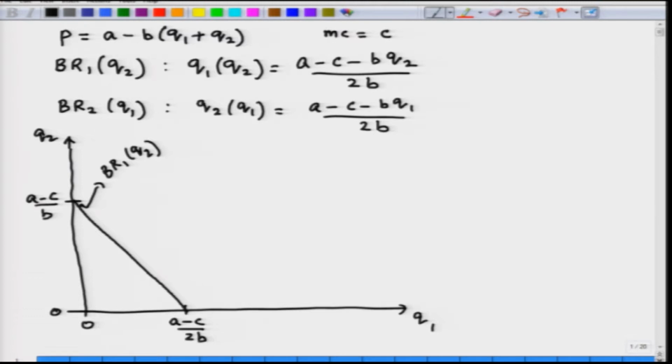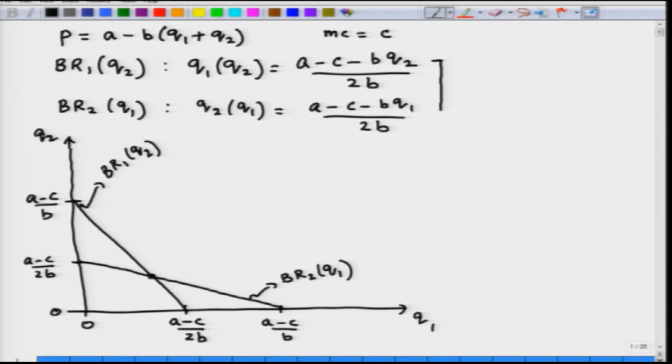Similarly, if we were to draw the best response function for firm 2, when Q1 is equal to 0, firm 2 essentially is a monopolist and produces the monopoly output (A minus C) by 2B, and when firm 1 produces the competitive level of output, which is (A minus C) by B, then firm 2 decides not to produce at all. So, this is the best response function for firm 2, and we said that the Nash equilibrium output pair Q1 star, Q2 star is a pair of mutually best responses, which means Q1 star is a best response to firm 2's choice of Q2 star, and Q2 star is a best response to firm 1's choice of Q1 star.